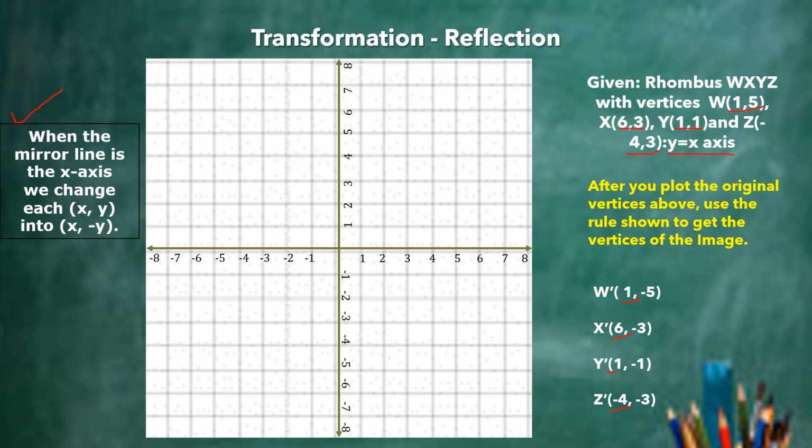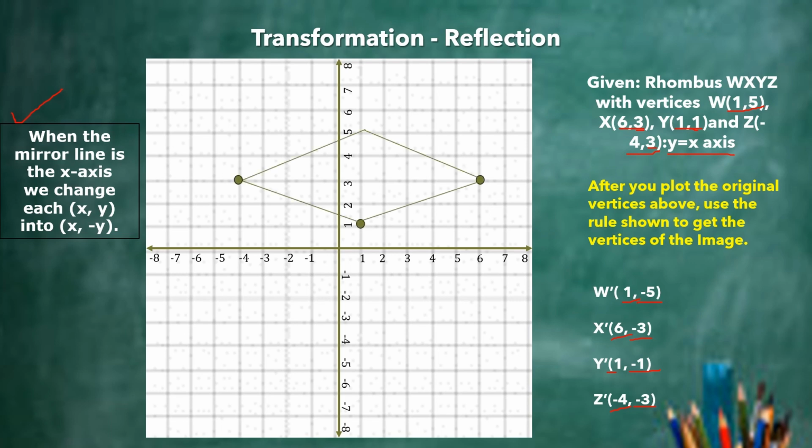So my 5 becomes a negative 5. My 3 becomes a negative 3. My 1 becomes a negative 1. And this 3 becomes a negative 3. And I now have the vertices of the image. And I use the pre-image vertices, the rule in the red to the left, and that's how I calculated these new vertices for my image.